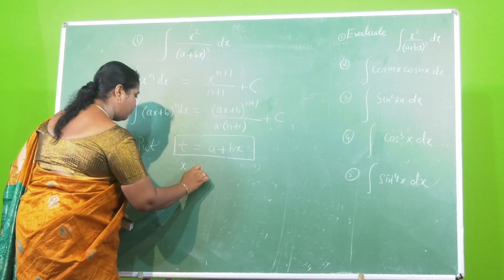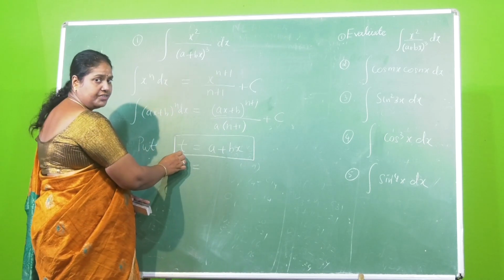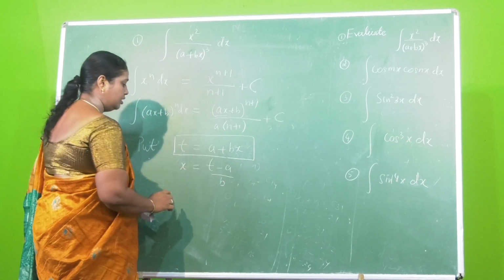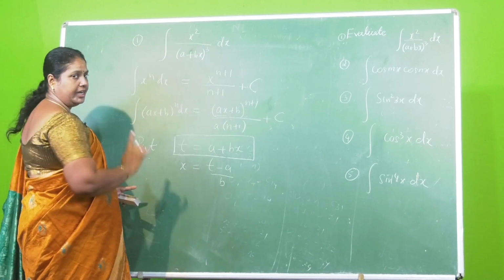So for that, if you take the putting like this, then you have to find what x is. So what will be your x from this? You have to take this a to the left hand side. So x is equal to (t minus a) divided by b. So this will be your x. Okay, you can substitute this in the numerator.